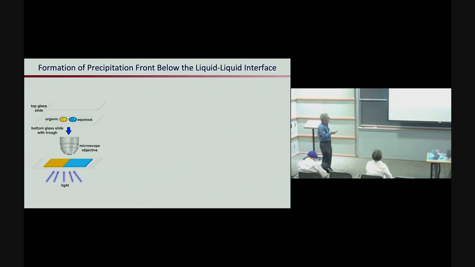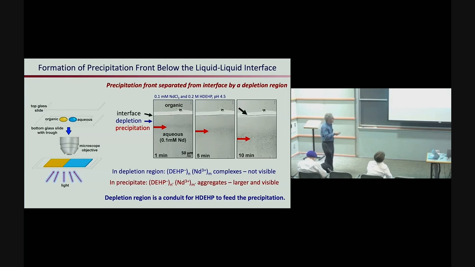To get a little better look at what that second interface is, we made a 2D slab of liquids in a microscope slide arrangement, and then we looked more closely at that. I know it's a little bit difficult to see this. I'm hoping you guys can see it. Can you see these little black dots here and here and there? Yes? Okay, so what we see here is that a precipitation front appears, but separated from the main liquid-liquid interface by a depletion region where you don't see anything.